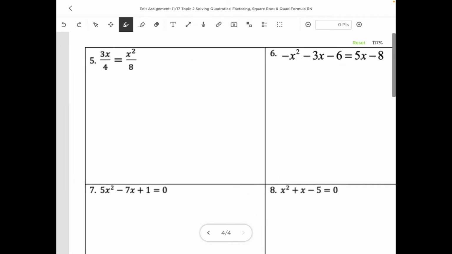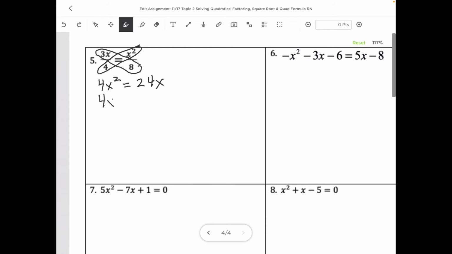All right, let's look at our next page, more factoring. All right, number 5 presents to us in an odd way because it's set up as a proportion. What do we do? Well, we have to go back to prior knowledge. When we're solving a proportion, we cross multiply. So that's going to give us 4x squared equals 24x.